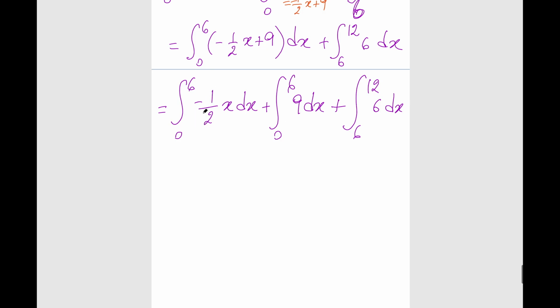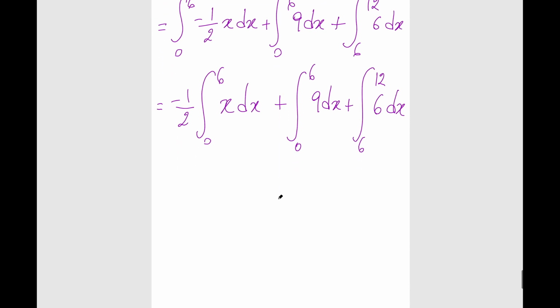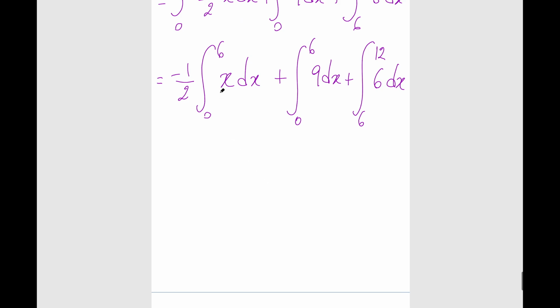Okay, let's find each one. Minus half is a multiplicative constant. Push it outside. You get minus half times the integral from 0 to 6 of x dx plus, let's do these guys. Each one is a pure constant. Or you know what? Let's keep it, and we'll do everything in the next step. 9 dx plus the integral from 6 to 12 of 6 dx. Okay? All right. Now we're going to find a primitive function for each of the following integrands: x, 9, and 6.